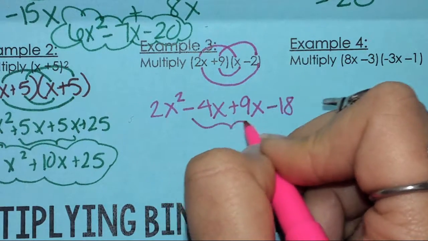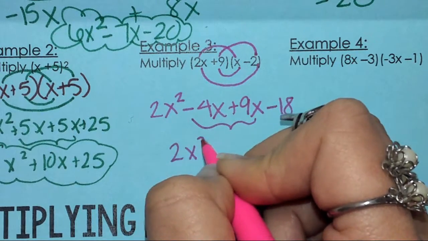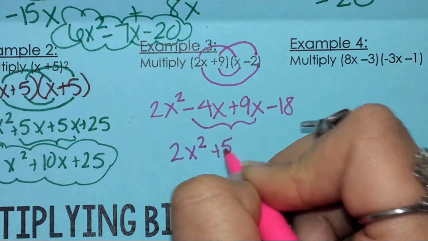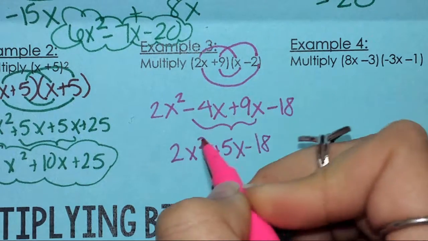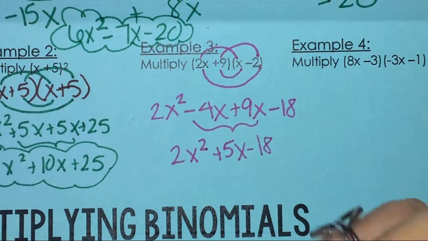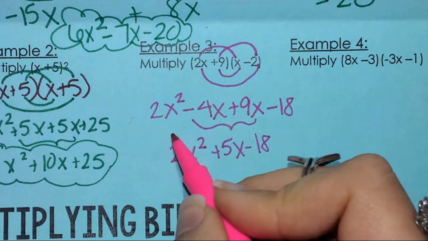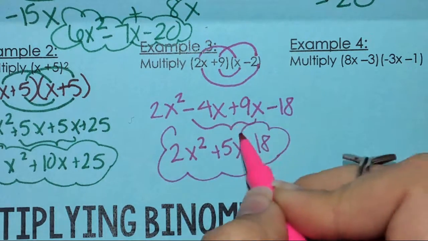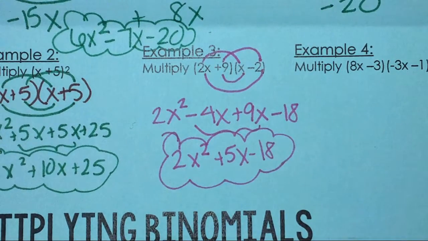Then we combine like terms. We have 2X squared plus 5X minus 18. Where did I get the plus 5X from? Plus 9X. Good. Take a point. Does everyone see how I got that? Yep. Are you sure? Yep.